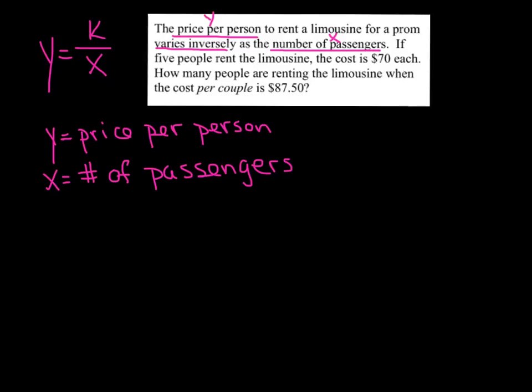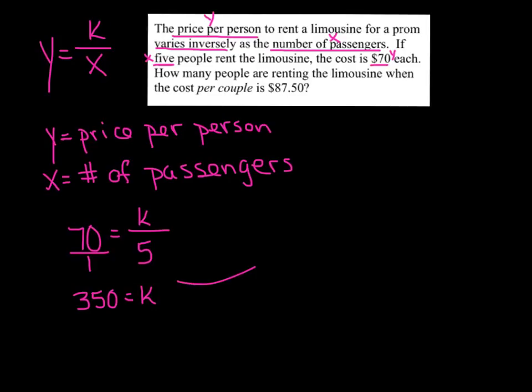So what I'm going to do is substitute the 5 for x, and I'm going to substitute the 70 in for y. And what that's going to do is help me find k, because it's all about, just keep telling yourself, it's all about finding k first. If I cross multiply, I'll get 350 equals k. So that tells me I'm halfway home.